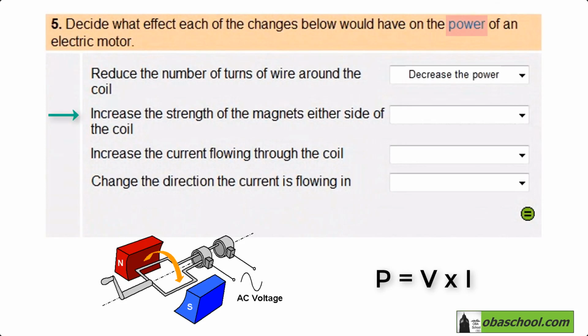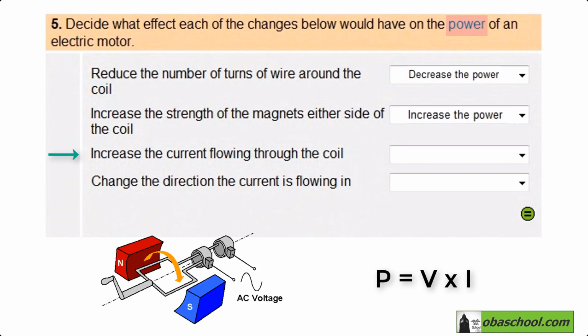Now, what about increasing the strength of the magnets on either side of the coil? Of course, increasing the strength of the magnets means increasing the magnetic field, and that will increase the current. And so, what would be the answer? You're right again. This will increase the power.